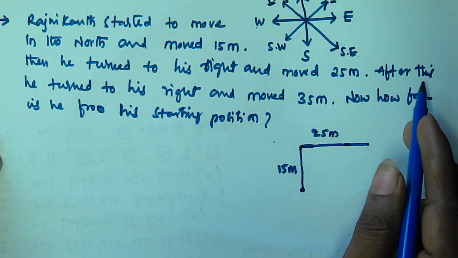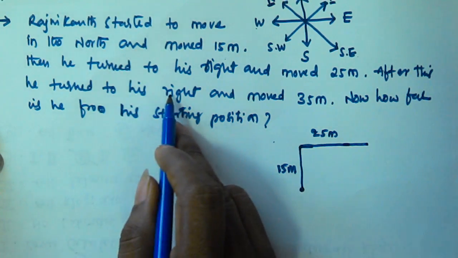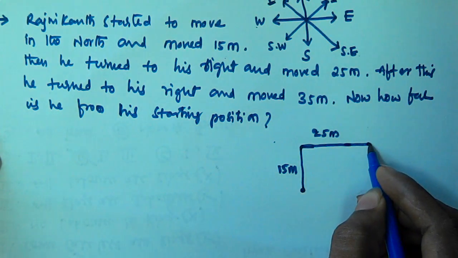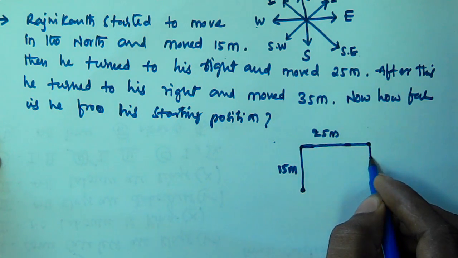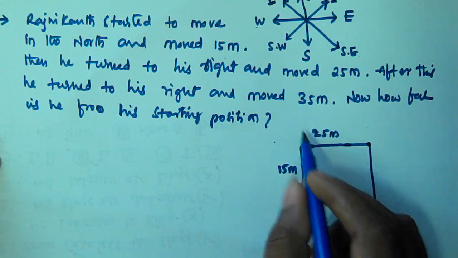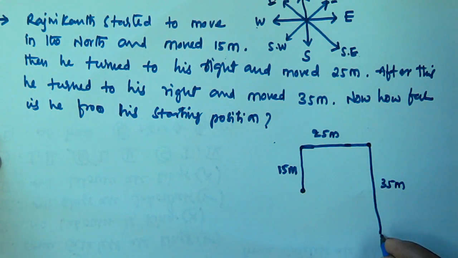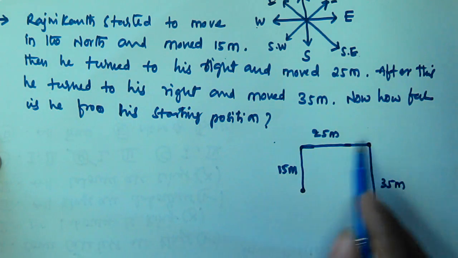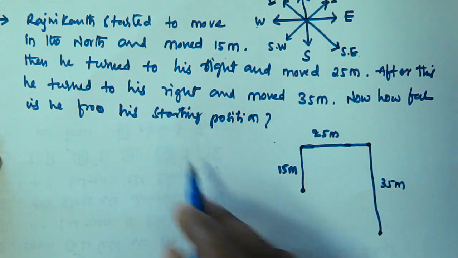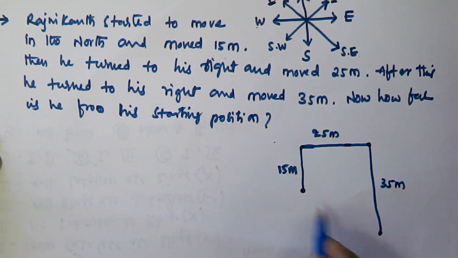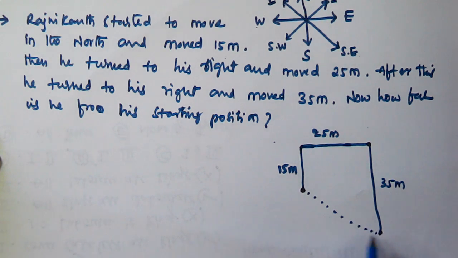After this, he turned to his right. Again from here, this one is the left side and this one is the right side, so he moved right, this side. He traveled 35 meters and reached here. Now, how far is he from his starting position? So we have to find the distance between these two points.